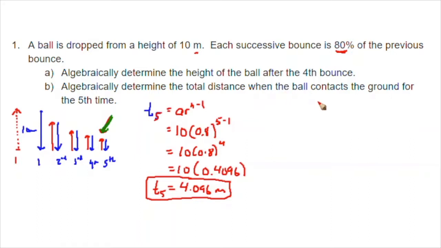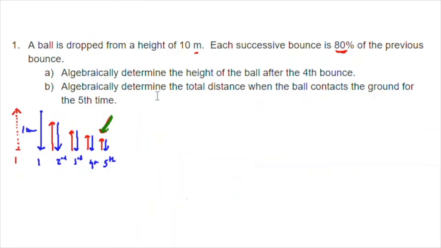Algebraically determine the total distance when the ball contacts the ground for the fifth time. Now let's try and consider what's going on here. If we're talking about the total distance, what we mean is we want to add up all the blue down distances, and we're also adding up all the red distances. So here the total distance is this blue, then red, blue, red, blue, red, blue, and then red, blue.